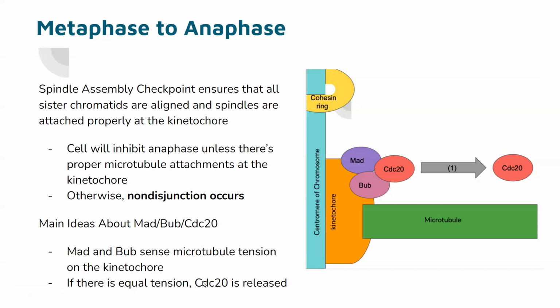What starts off this mechanism is that Mad and Bub, proteins in the kinetochore, are going to sense microtubule tension on the kinetochore, and they're going to sense if there's equal tension on both sides from each microtubule on each sister chromatid. If there is equal tension, CDC20 is then going to be released by Mad and Bub. So Mad and Bub are holding CDC20. They're going to let go once it's time to go into anaphase, which is sensed by equal tension.